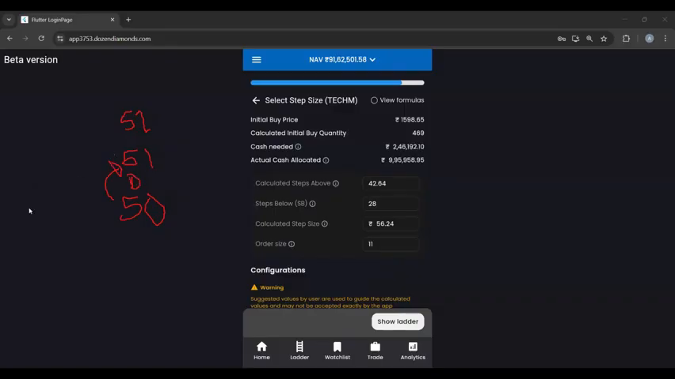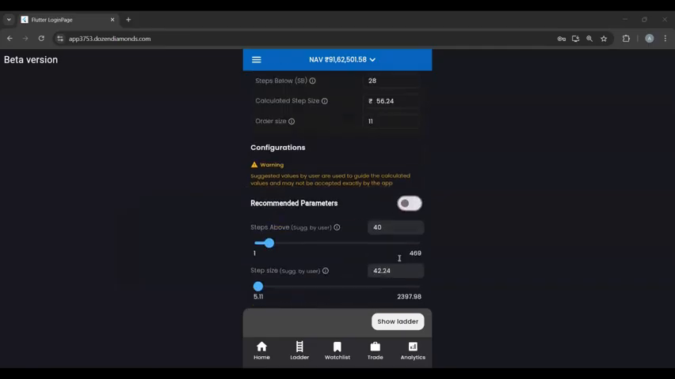Now coming back to the real example, you can see that it is written over here 56. Now this simply means that at every 56 rupee difference, I am going to buy or sell fixed numbers of shares. All right. Now we have also given the option to customize.